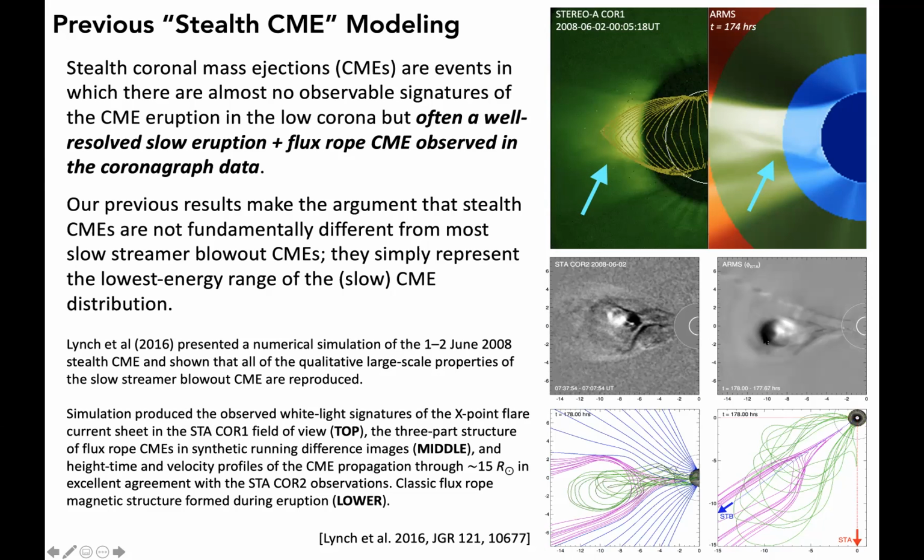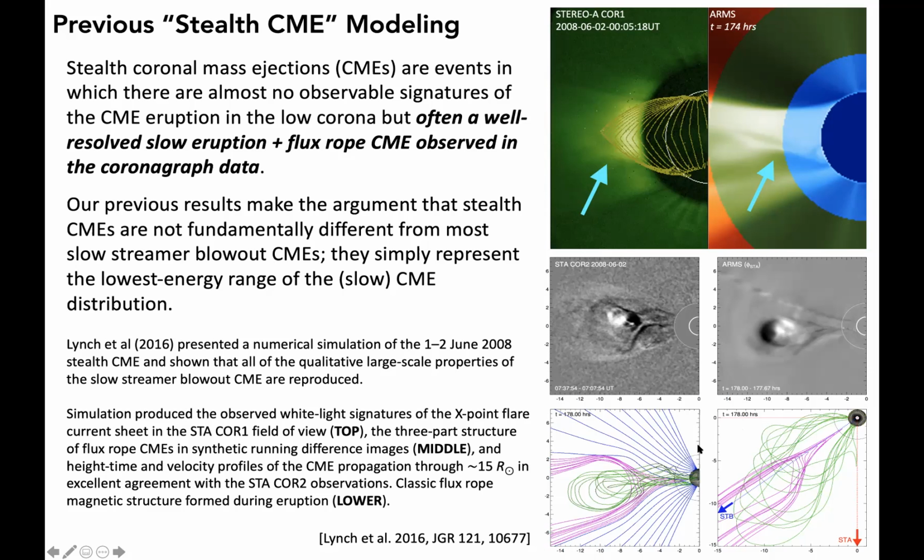Now, what you can do with the simulation that you can't do with observations is take this exact viewpoint and look at the magnetic field. And so, sure enough, you can now associate different parts of the ejecta magnetic structure with various features of the white light. And so you can see some disconnected flux here under the reconnection thing. And when you view from the top down, you can see the axis of the flux rope. And because this was a slow eruption, there was sort of this herniated thing that happened before.